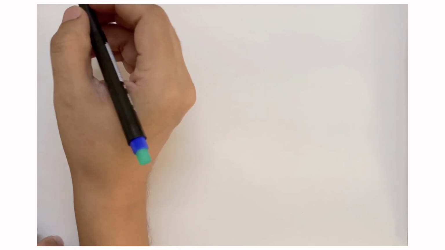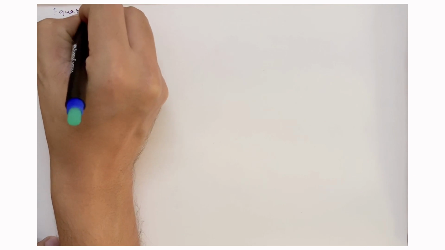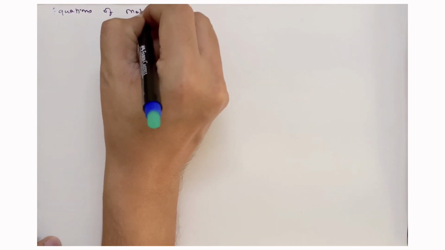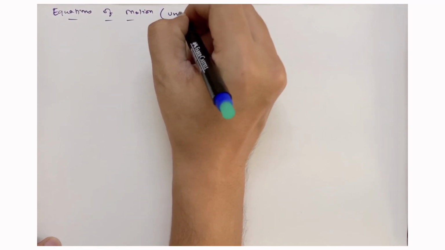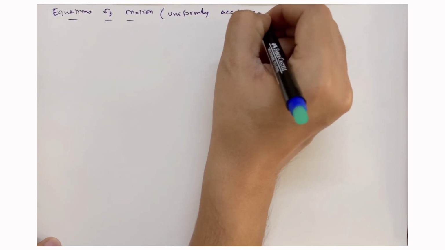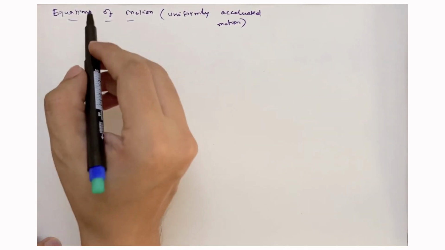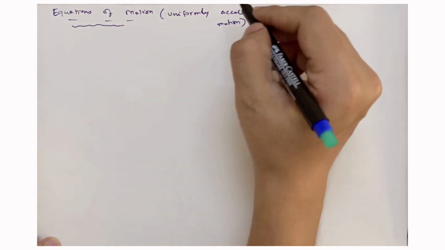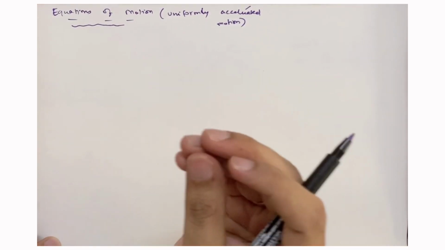In this video, our topic of discussion will be equations of motion. So, we are going to see how to derive the equations of motion for an object which is having a uniformly accelerated motion. Okay. So, the equations that we are going to study now are applicable only when this condition is satisfied. That is, the object which is moving should have a uniform acceleration with respect to time.